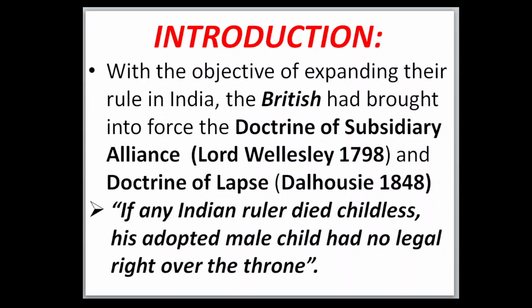accepted the subsidiary alliance. And the second policy is the doctrine of lapse, introduced by Dalhousie in 1848. So what does it mean? Doctrine of lapse means if any Indian ruler died childless, his adopted male child had no legal right over the throne. Suppose any Indian king died, then his child, even the male child, didn't have the right to become the king, a nawab, or a sultan of that particular region. This is the policy introduced by Dalhousie.